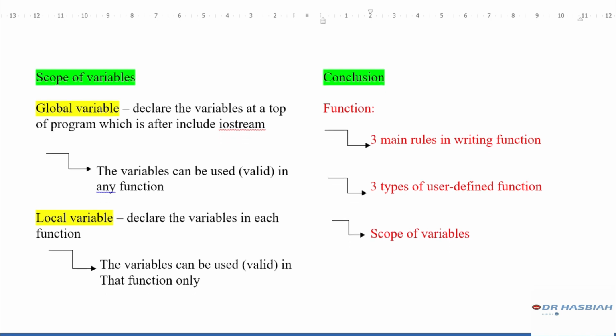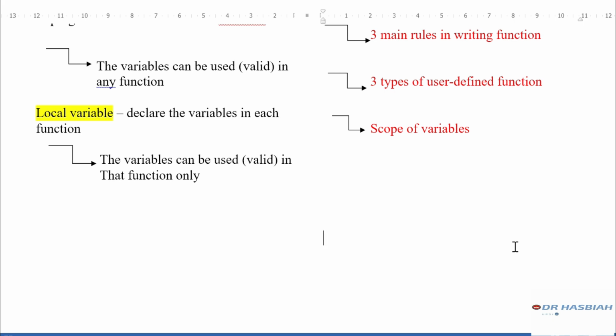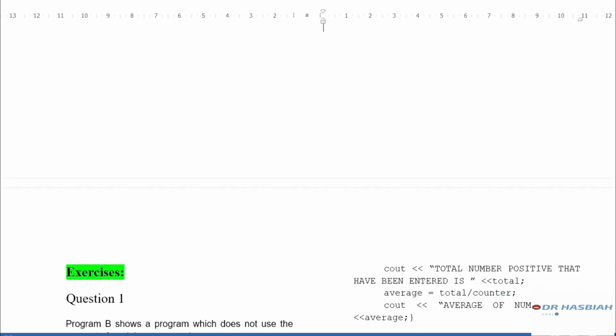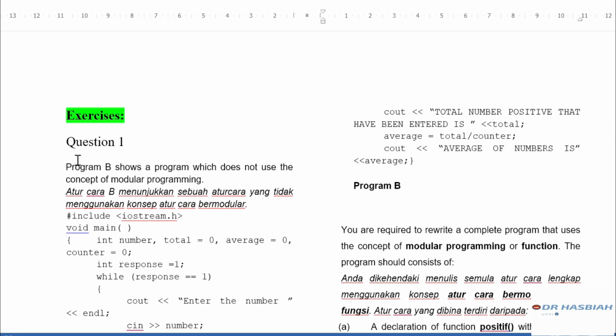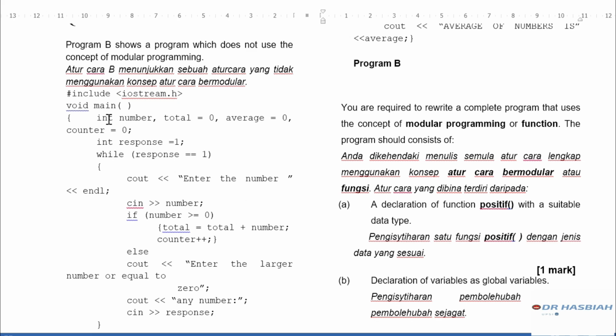I provide two exercises here. Now we see the exercises that we have. The first one, I read the question first. Program B shows a program which does not use the concept of modular programming, meaning here we don't use the concept of function, but we put all the statements in the main function. We see the program here. You have the main, and then all the statements: integer number, total, average, integer response, var response. Then enter the number, cin number, if number here.